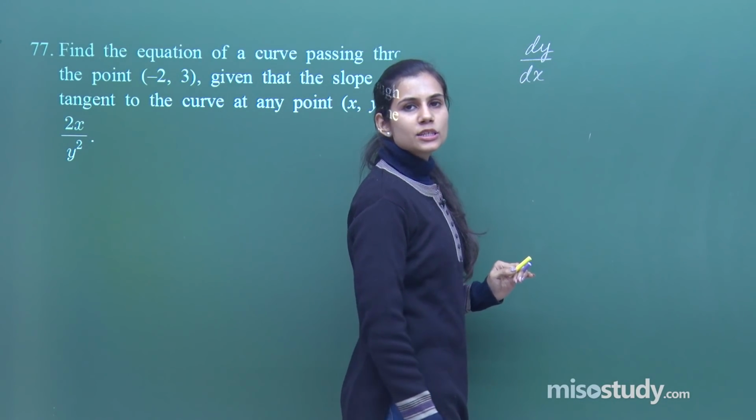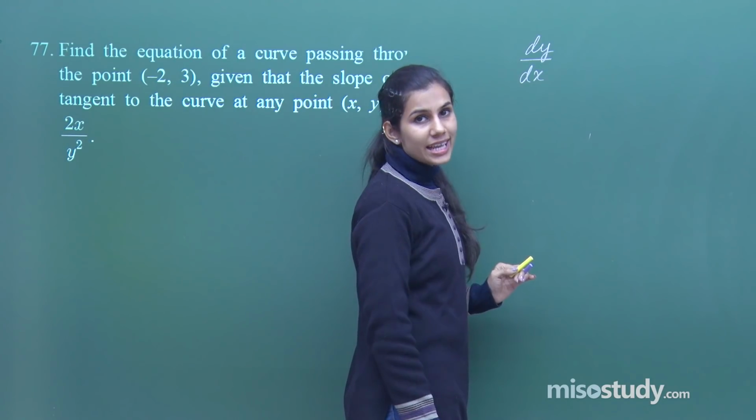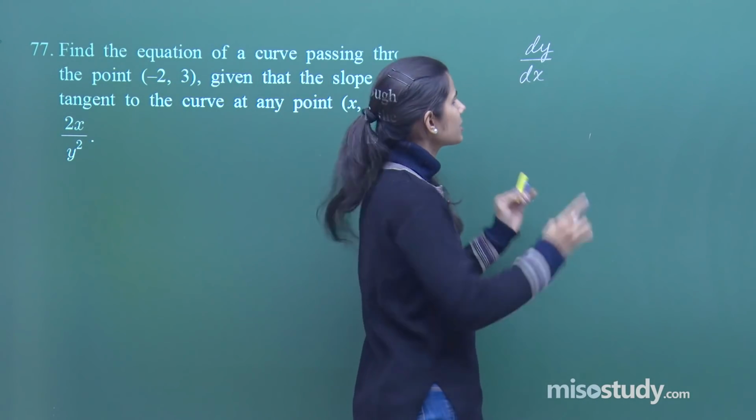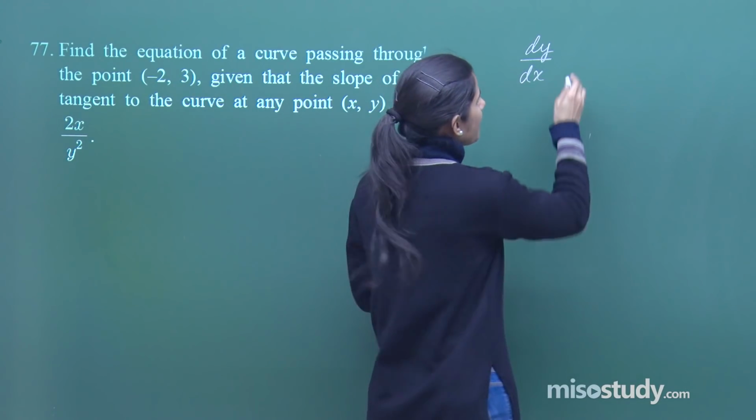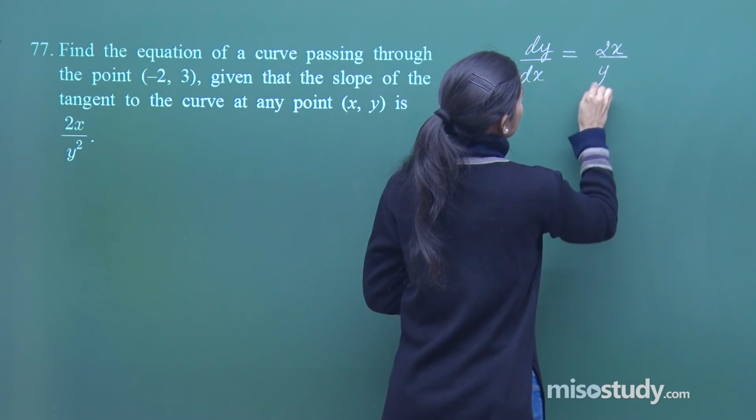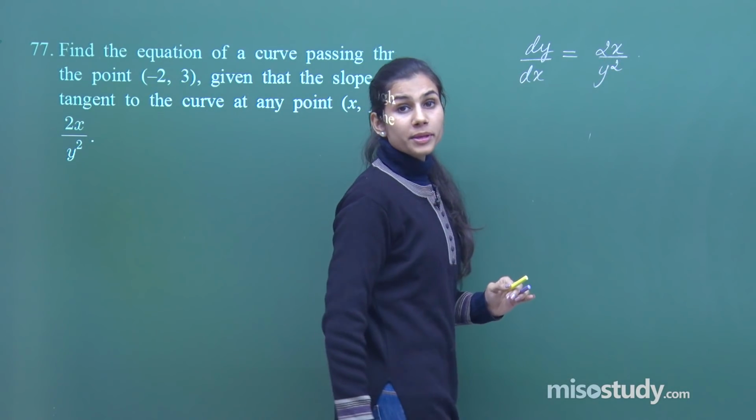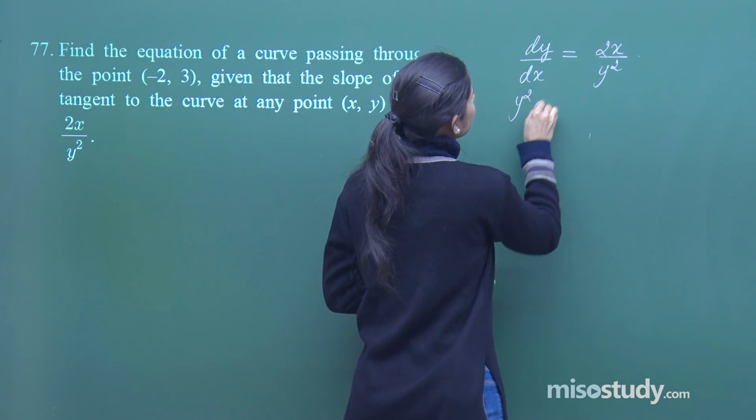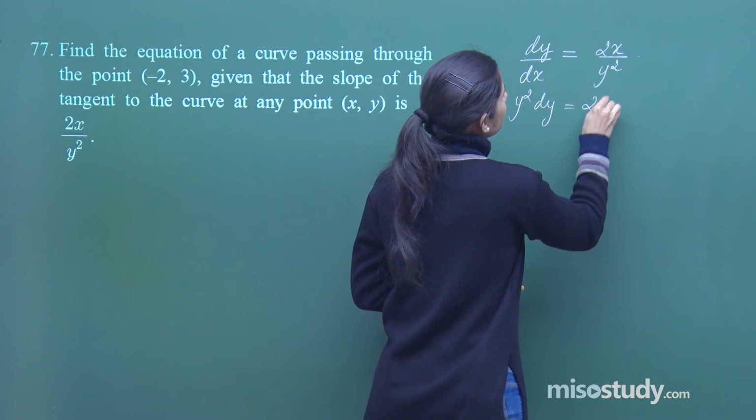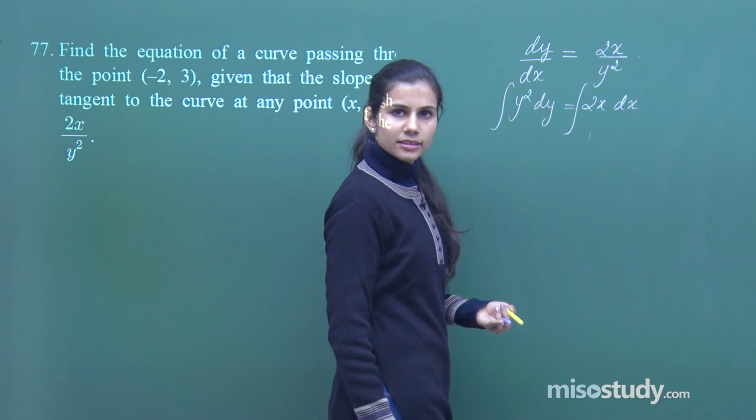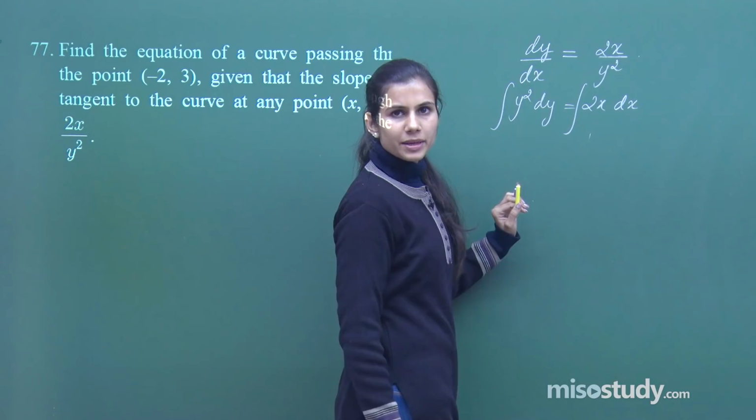dy by dx is the slope of the tangent at the point x comma y to the given curve y equals fx, okay, for some point x comma y I am talking about. And that slope at some point x comma y is given as 2x by y square. From here I can solve and find the equation of the curve. So let's do that. It's clearly visible that it is a variable separable type. So I separate the variables and I do this type of variable separable integration.